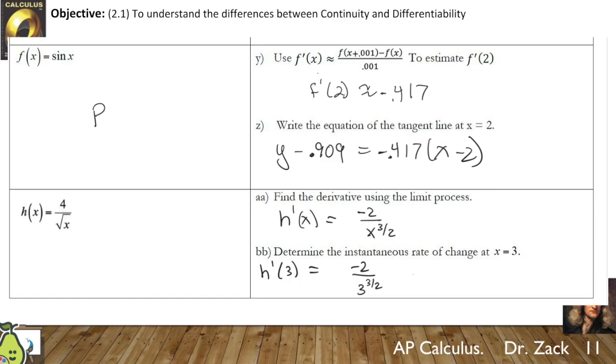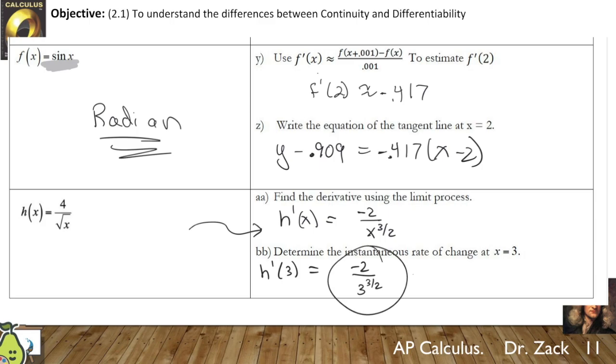Now, as you work with the sine function, make certain that you are in radian mode. You are always in radian mode for calculus class, very different than physics class. Once you did all the work, you should have come up with h prime of x is negative 2 over x to the 3 halves. And when you substitute your 3 in, you get some ridiculous looking answer.